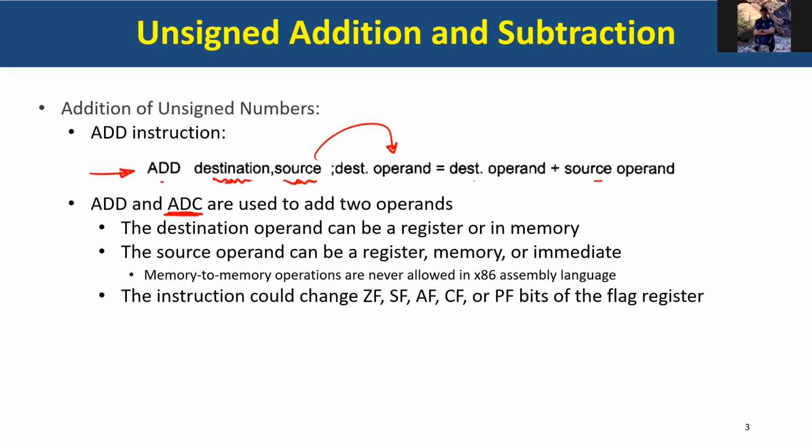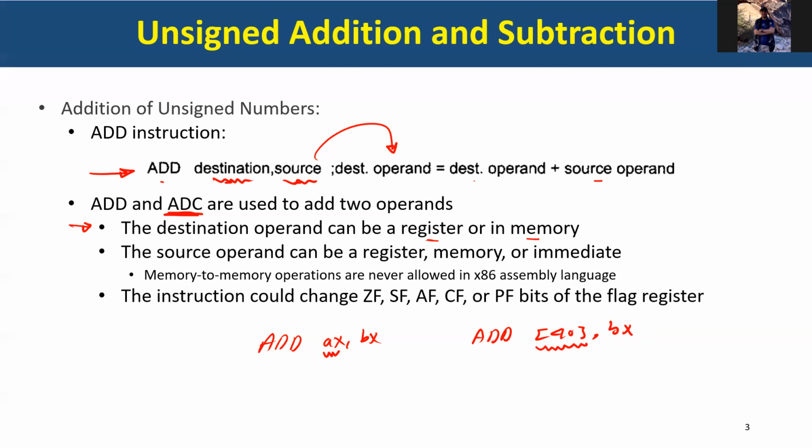So let's talk about the destination and source operand. The destination operand can be a register or a memory. So you can, for example, say add AX, BX, or add 40, BX. So here the destination operand is a register. Here the destination is a memory location. So go to the memory location number 40 and add BX to the value in that location, and update memory location 40 with the addition result.